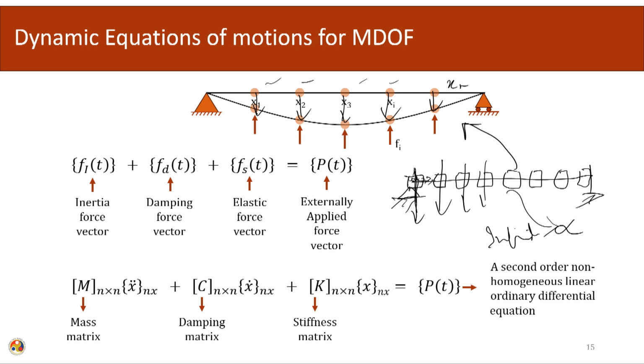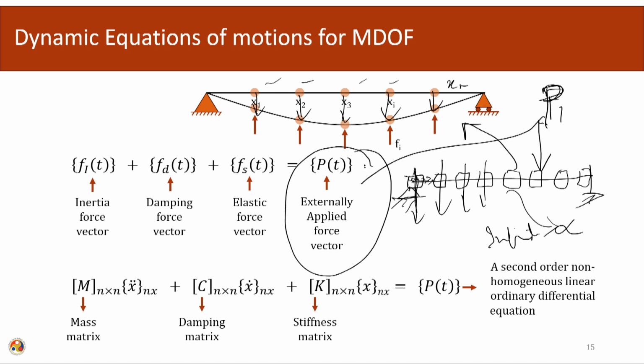So, what are the resisting forces and what are the external forces? External forces are given by the vector of the externally applied load. In this system, if any external load is there, let us say P1, we are representing it here as P1. So, this external force is being represented here. This force will cause the disturbance in the system, or the vibrations in the system.